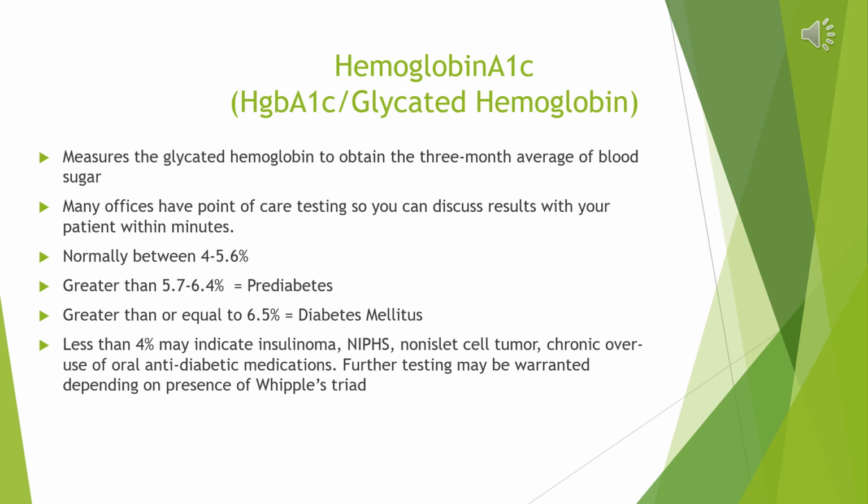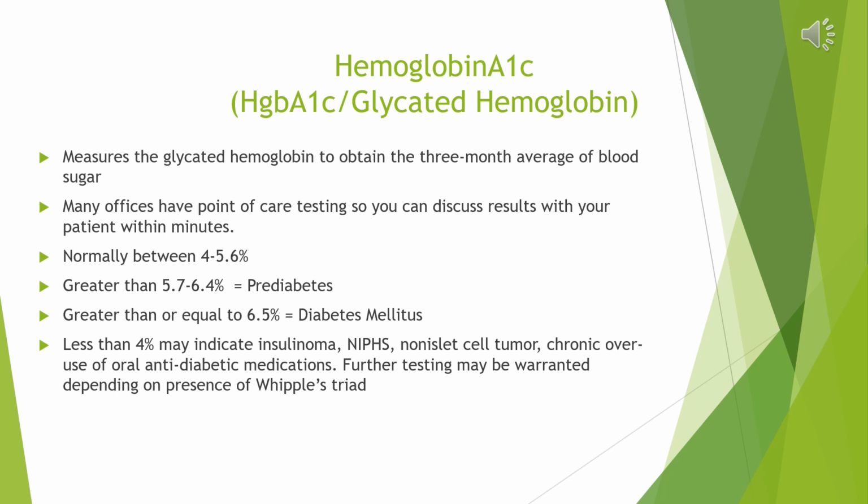And then we know if it's greater than 6.5, it's considered diabetes mellitus. If they have diabetes mellitus and it's less than 7%, then they are considered to be controlled. Less than 4%, this can be abnormal. It can possibly also be normal. I have seen some patients that live around 3.8, no symptoms, no problems. They've been worked up, and that's just kind of where they live.